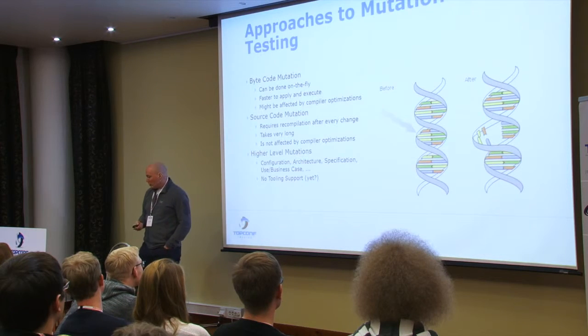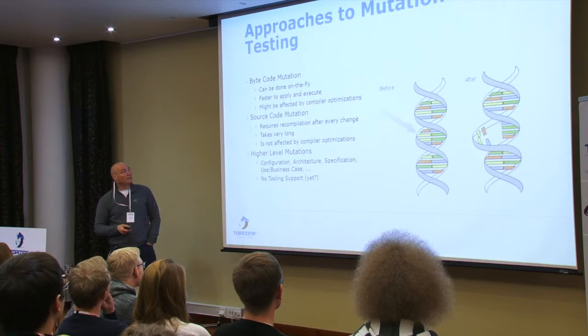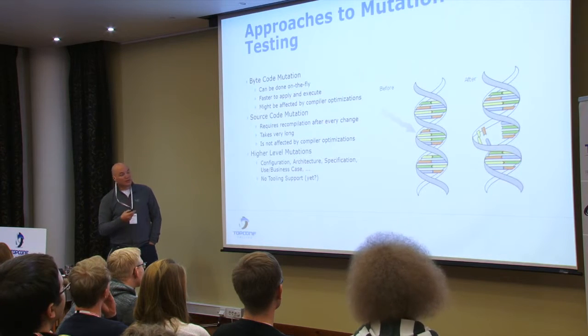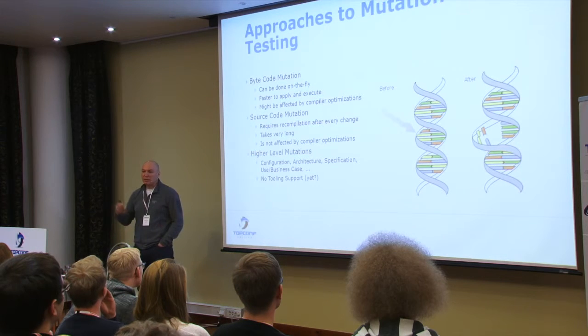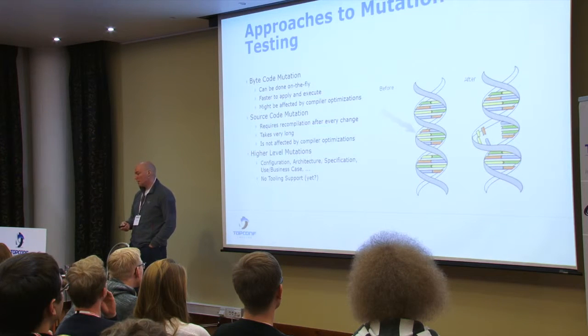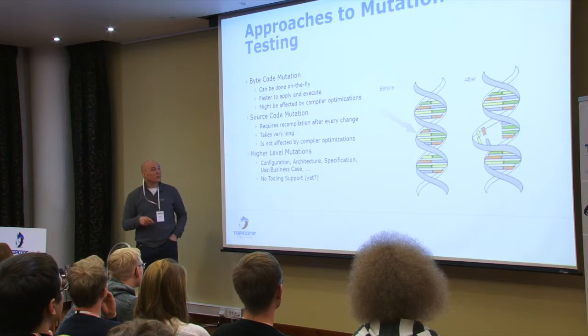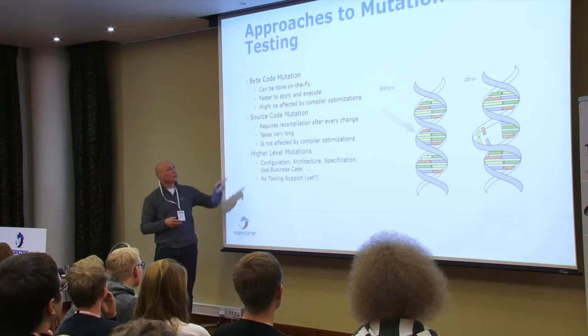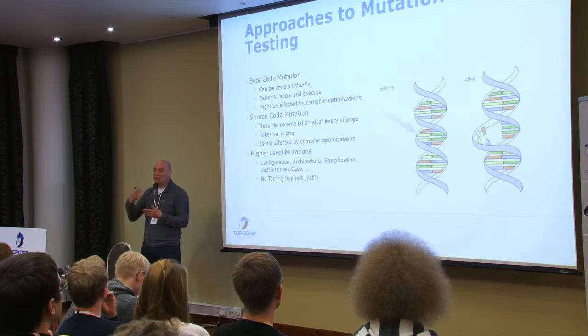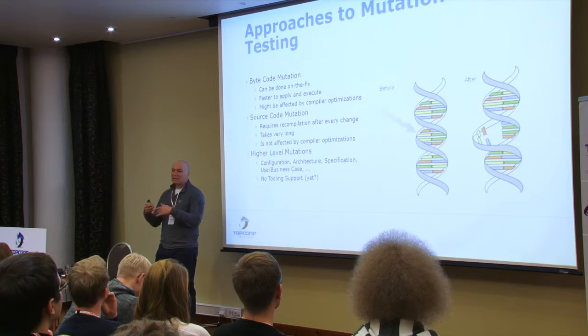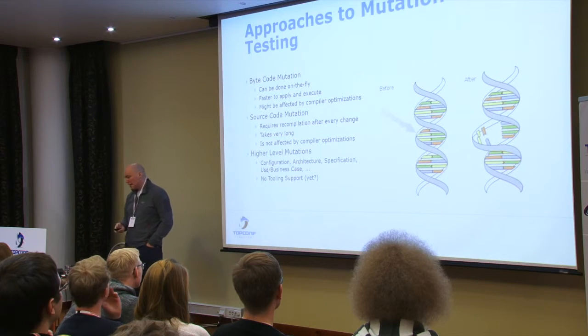So there are different approaches to mutation testing. One is bytecode mutation. This is the more practical one because it's much faster. You can do it on the fly with an agent, and you don't have to recompile. Academic research and all the older tools use source code mutation, which is quite expensive because you have to recompile over and over again. This adds additional time to the entire process.